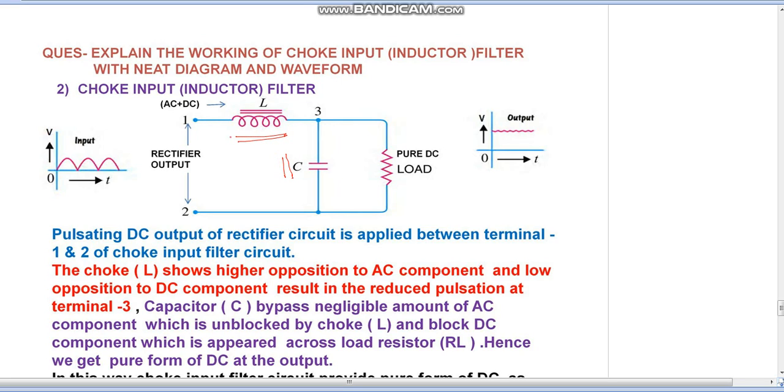The inductor coil is connected in series to the rectifier output, but the capacitor is connected across the rectifier output. The pulsating DC output of the rectifier circuit is applied across the terminal 1 and 2 of the choke input filter.